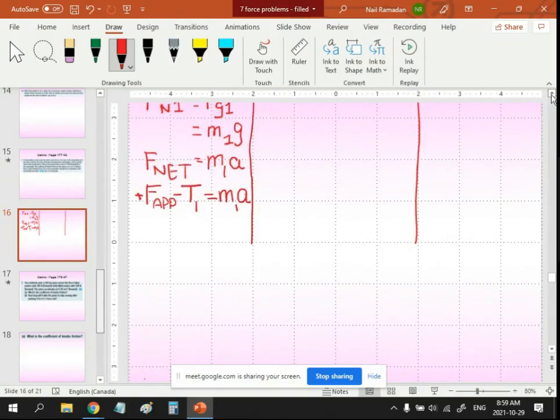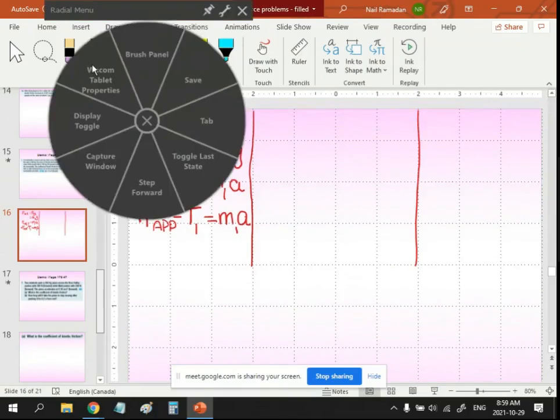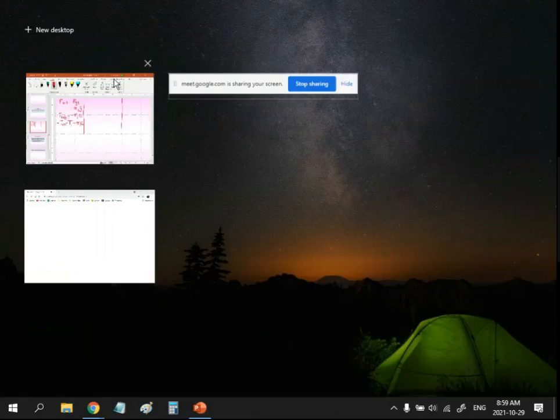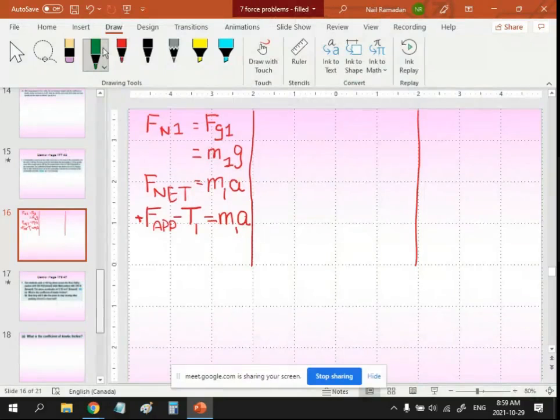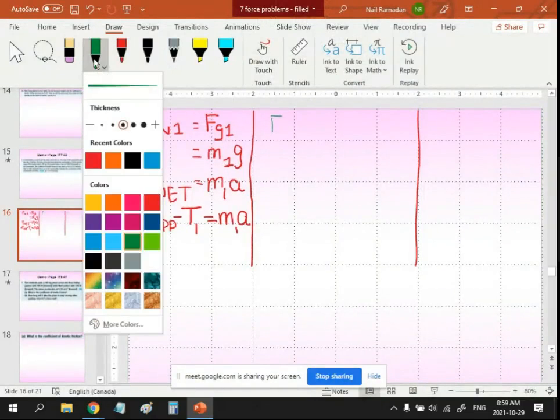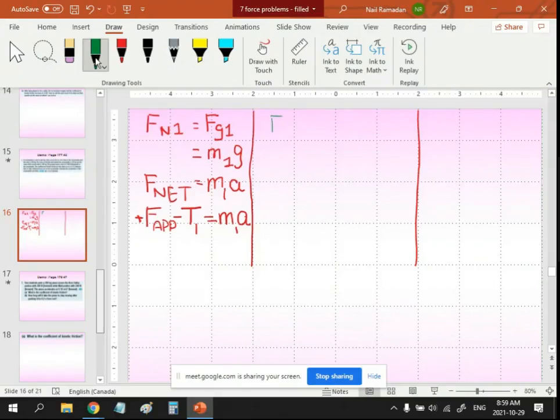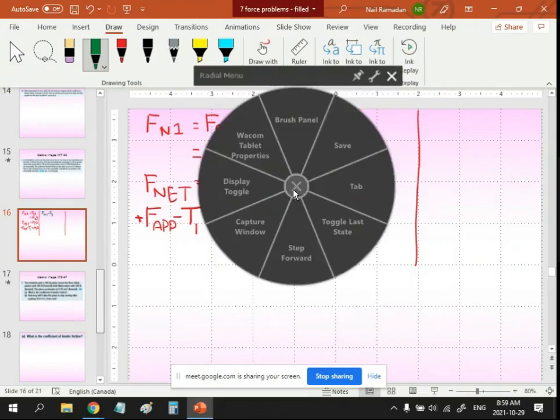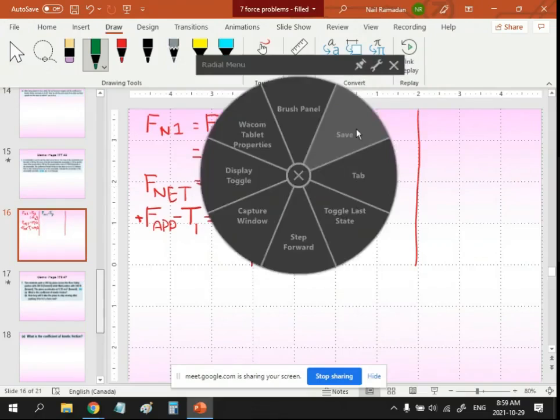Yes, absolutely. All right, let's do the second one in a different color. It's got to be F net on the x, which is mostly what we're going to be interested in. Good job. Okay, next one. Fn2 equals what? Fg, which is equal to what?